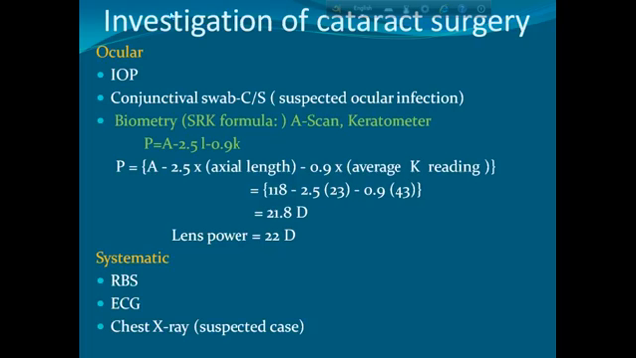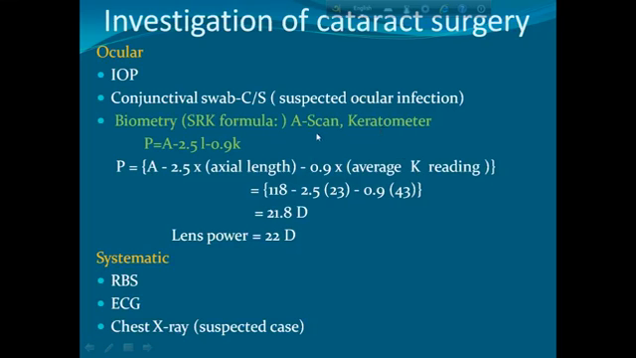And conjunctival swab for culture is usually for suspected patients. During examination, if you guess there is some discharge and watering, in that situation you should do a conjunctival swab. Biometry is very important. What is biometry? By this technique, we calculate the power of the intraocular lens which will be implanted. For biometry purpose, two machines are needed. Examiner asks you what machines are needed for this test. One is A-scan, another is keratometer.